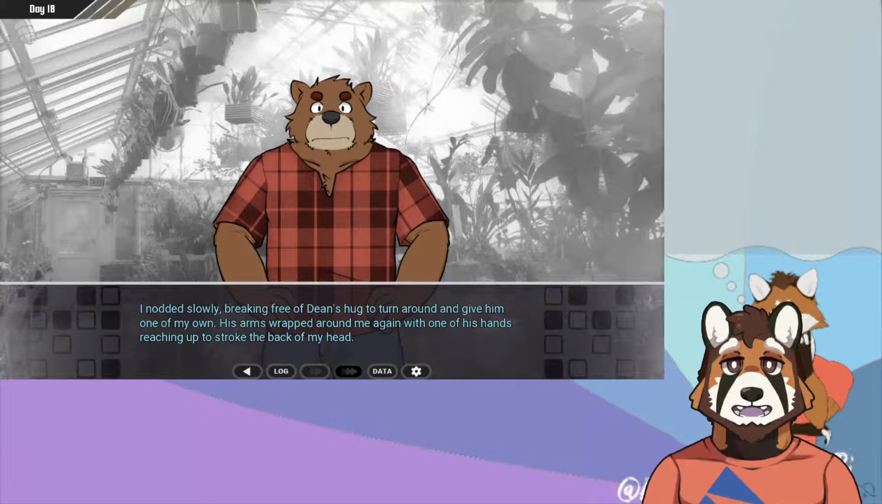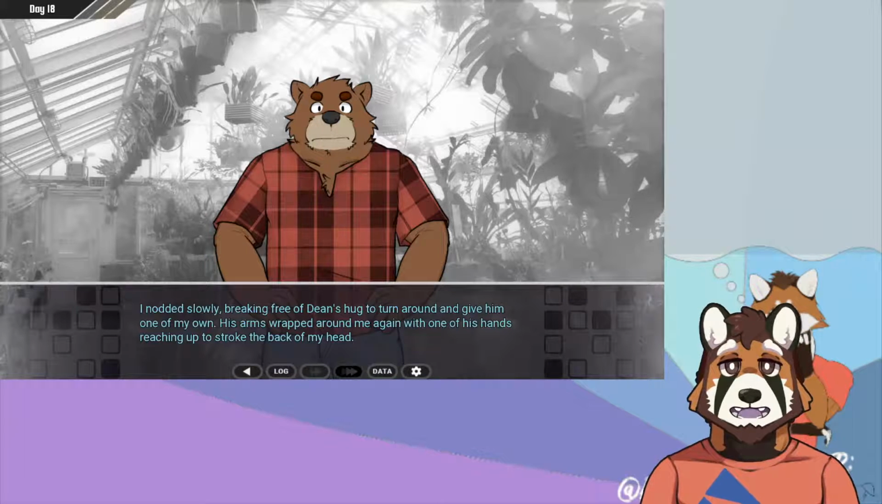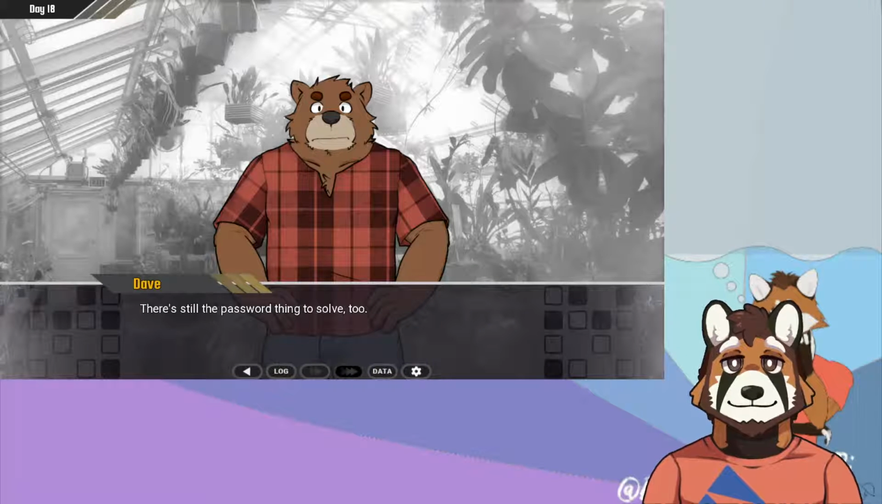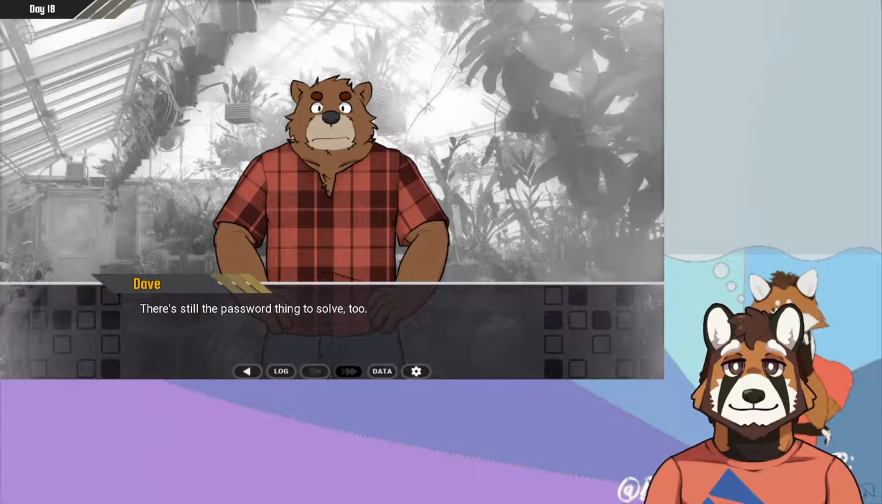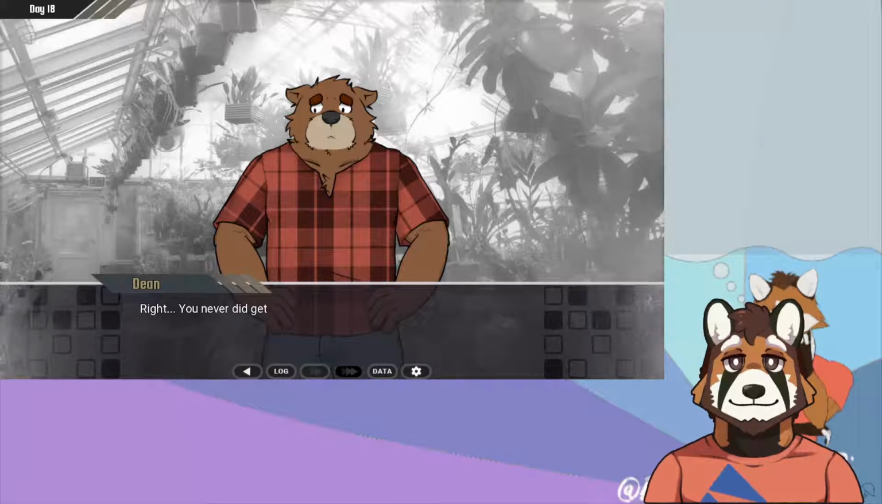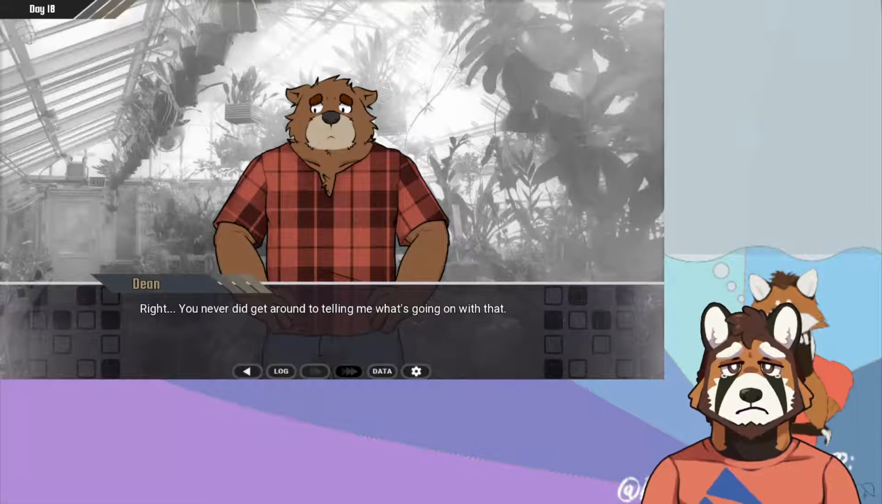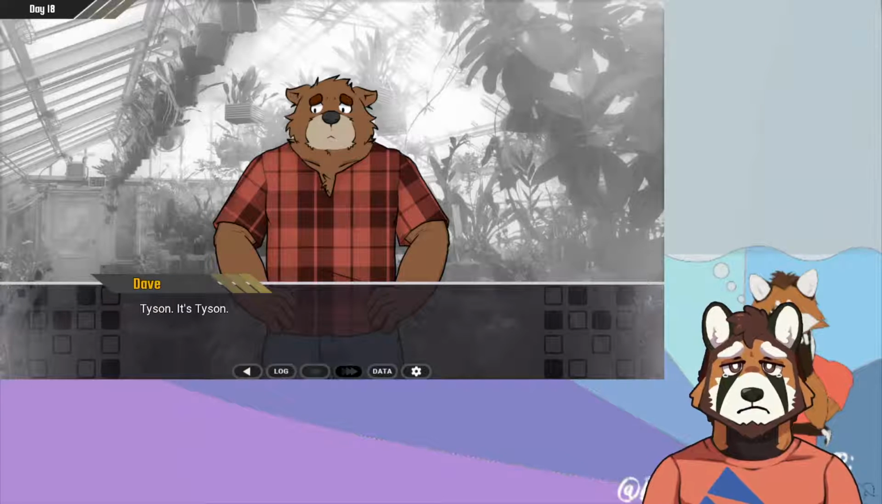I nodded slowly, breaking free of Dean's hug to turn around and give him one of my own. His arms wrapped around me again, with one of his hands reaching up to stroke the back of my head. There's still the password thing to solve, too. Right. You never did get around to telling me what was going on with that. Tyson. It's Tyson.